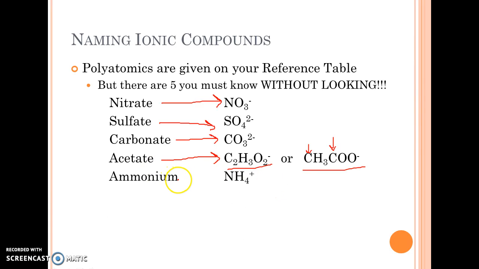And then we have ammonium. Ammonium is important because it is the only one that has a positive charge. So it has lost an electron somewhere along the way, which is why it has a +1 charge.